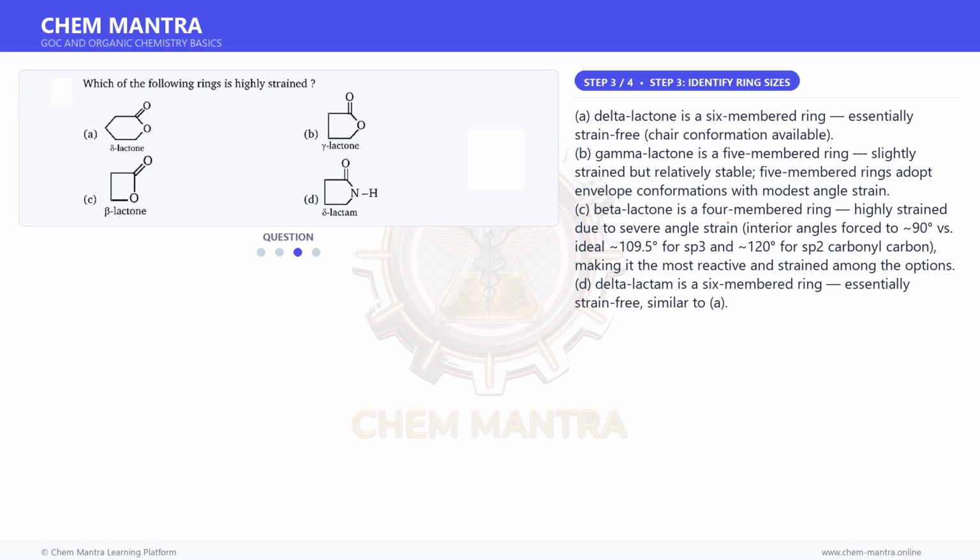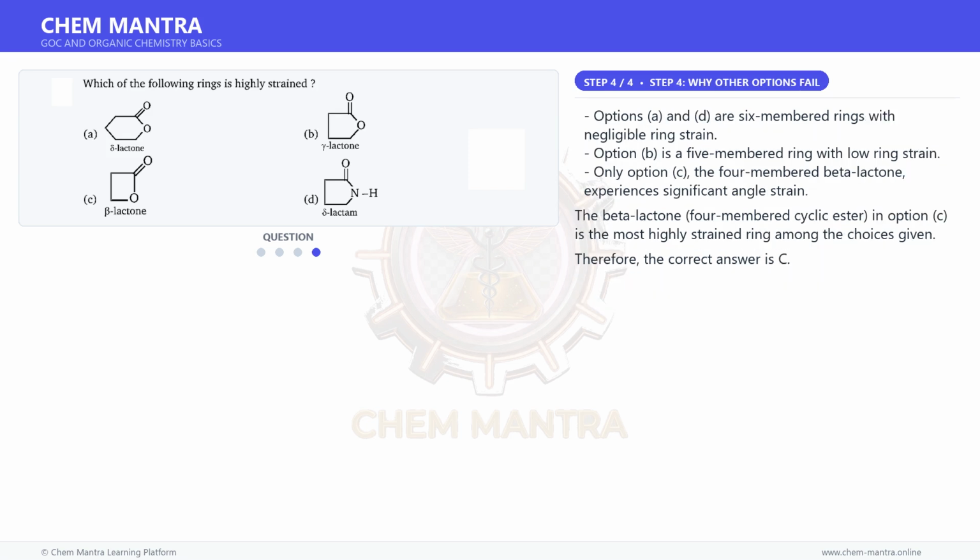C. Beta-lactone is a 4-membered ring, highly strained due to severe angle strain, interior angles forced to about 90 degree versus the ideal of about 109.5 degree for sp3 and about 120 degree for sp2 carbonyl-carbon, making it the most reactive and strained among the options. D. Delta-lactam is a 6-membered ring, essentially strain-free, similar to A.